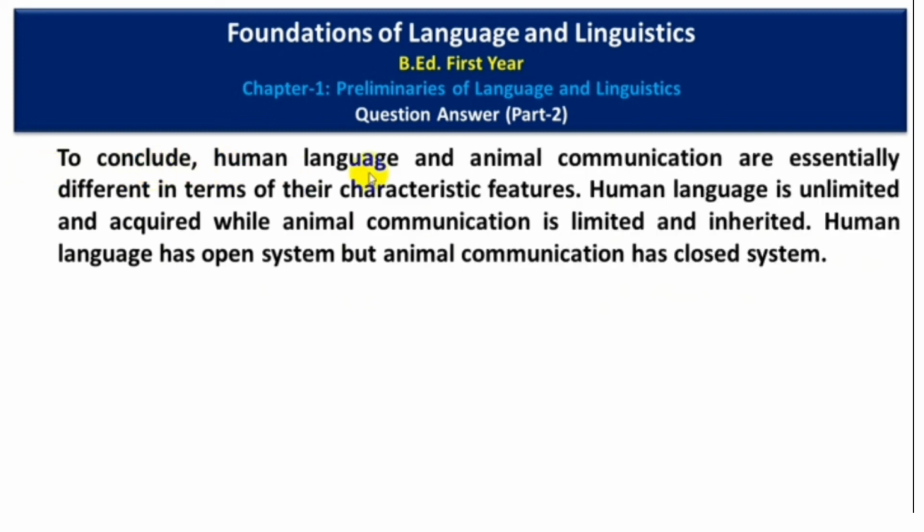To conclude, human language and animal communication are essentially different in terms of their characteristic features. Human language is unlimited and acquired, while animal communication is limited and inherited. Human language has an open system, but animal communication has a closed system.